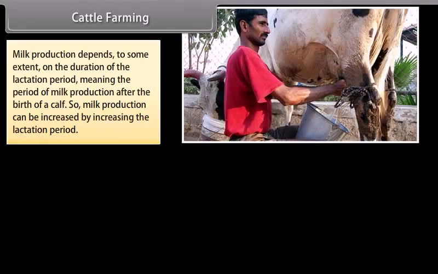Milk production depends to some extent on the duration of the lactation period, meaning the period of milk production after the birth of a calf. So, milk production can be increased by increasing the lactation period.